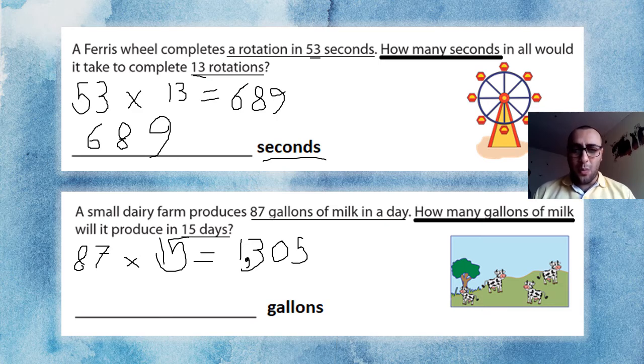1,305. Now, 1,305 what? Days? Farm? Gallons of milk? Yes, gallons of milk, but we can just write the gallons. It's okay. So let's write the answer here. 1,305. Now don't forget the comma. So 1,305 gallons. That is the answer.